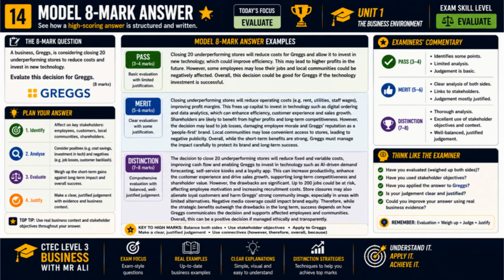The key to the higher marks is balance both sides, use the stakeholder objectives, apply to Greg's, make a clear justified judgment, use your connectives. However, therefore, overall, because language is important in making it easy for the examiner to follow. So again, pause, have a look at those model answers in terms of what they would have got you and see how your answer fares. Are you in the pass category, merit, distinction, and do you understand how to move across all 3 of those?